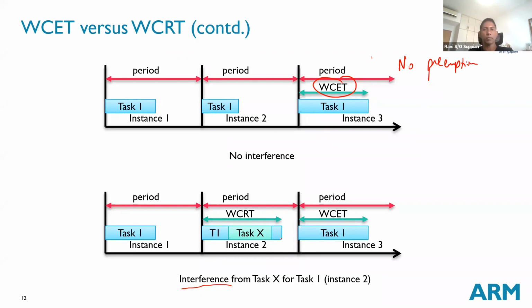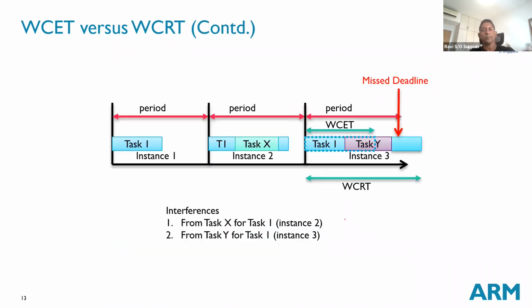If you factor in the interference the other tasks may introduce, so if you have too much interference, for example, over here task 1 is running, but another task Y comes in and it takes too much time. By the time task 1 can resume and complete, the period or the deadline has already elapsed. So that is a case where you have missed the deadline because of the interference from another task.